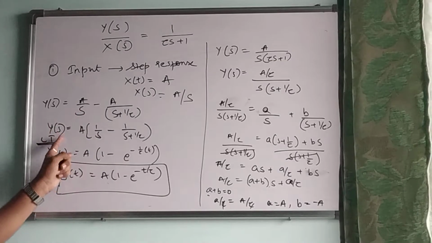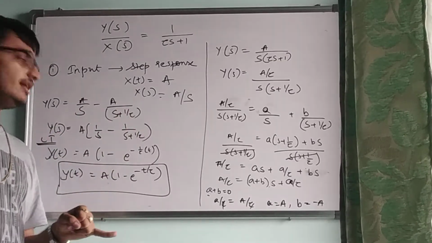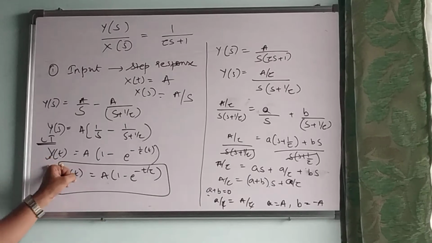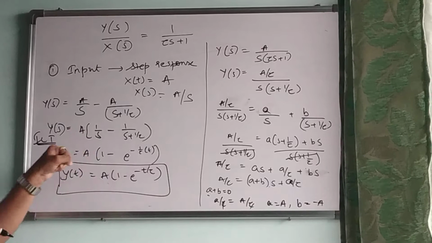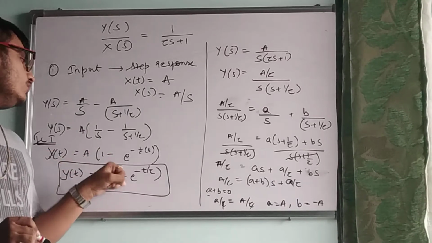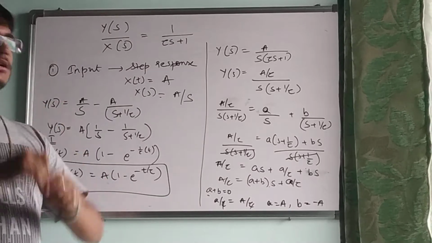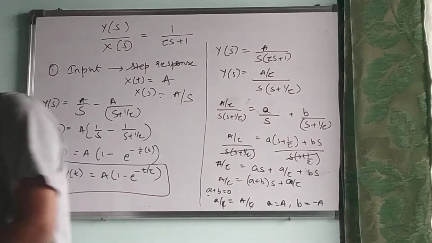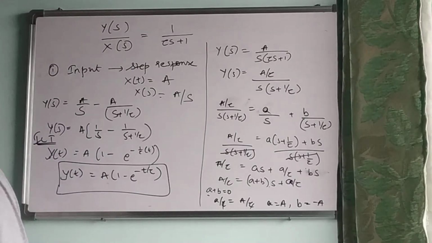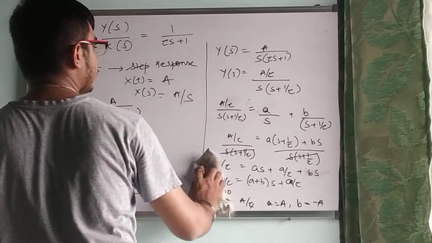Substituting that, you get y of s is equal to A into 1 by s minus 1 by s plus 1 by tau. Now if you apply the inverse Laplace transform to that, you get y of t is equal to A into 1 minus e power minus t by tau. So this is when you get the step response. That is nothing but an exponential output you get, right?